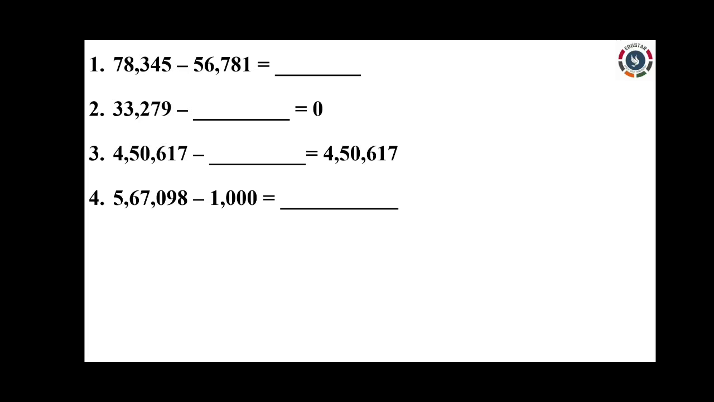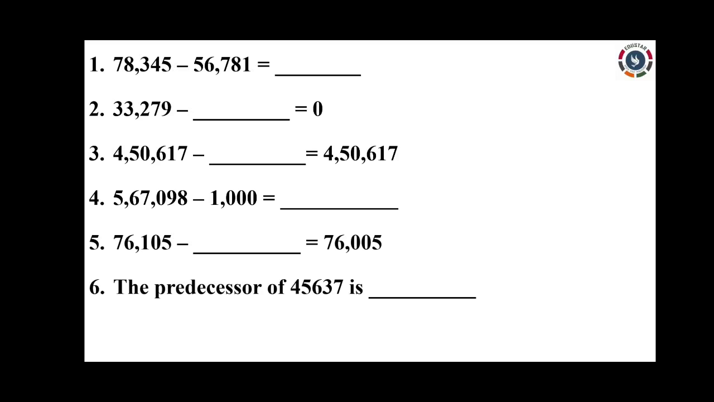Fourth question, 5,67,098 minus 1,000, which is equal to dash. Fifth question, 76,105 minus dash, which is equal to 76,005. Sixth question, the predecessor of 45,637 is dash. Seventh question, 23,891 minus dash, which is equal to 23,881.